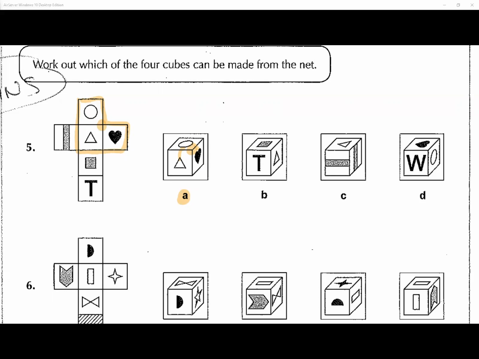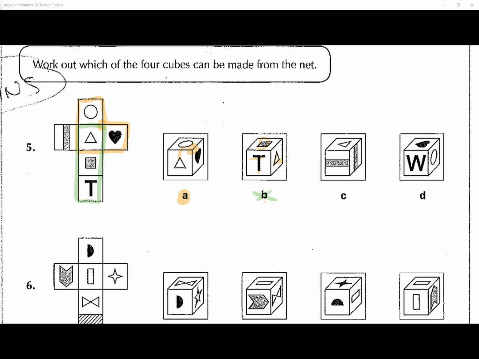Now you got this one B. You got a T, the square and the triangle. But if you look in the real diagram, they're actually in a straight line. So if they're in a straight line, when you're going to fold that shape, they will never appear around a corner, all 3 of them. So that's why B is absolutely wrong.